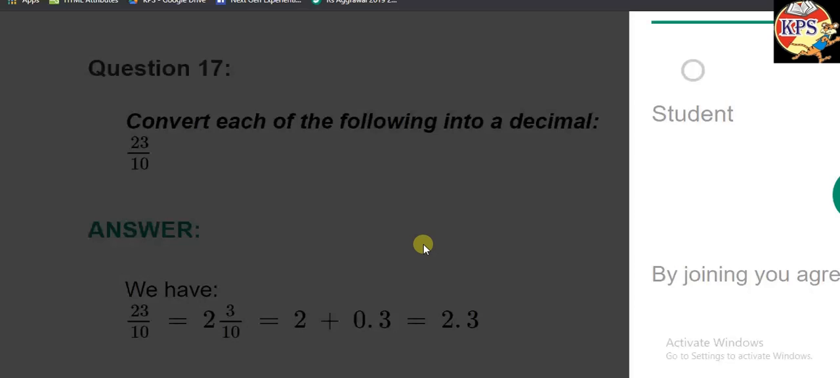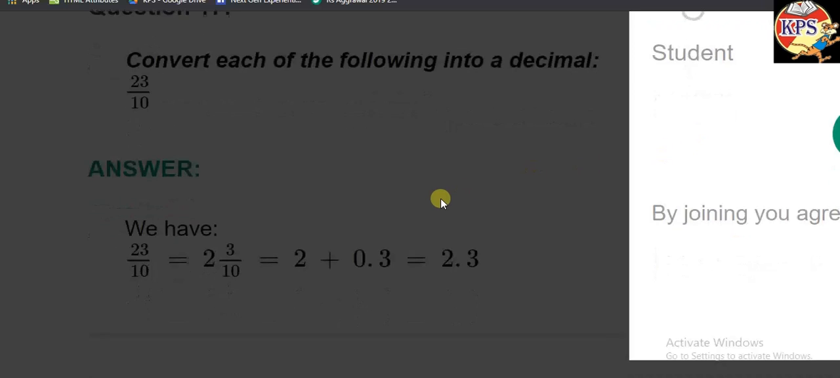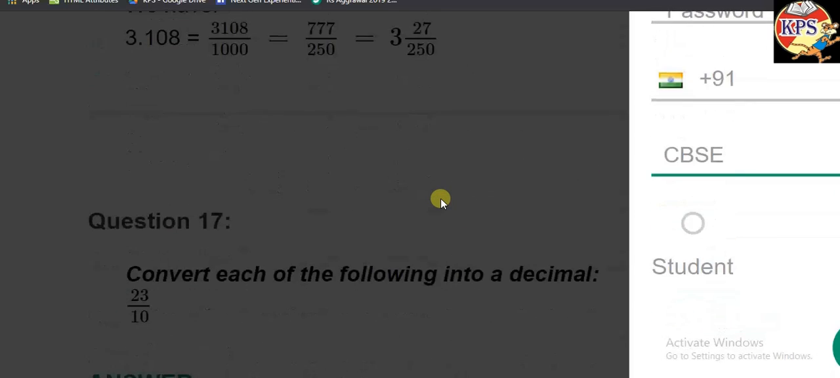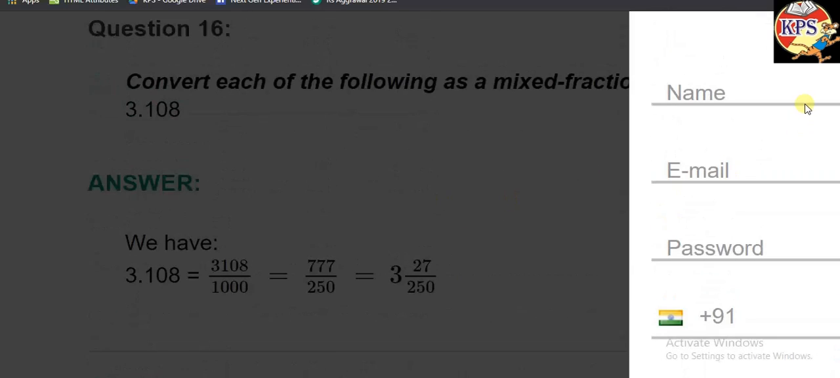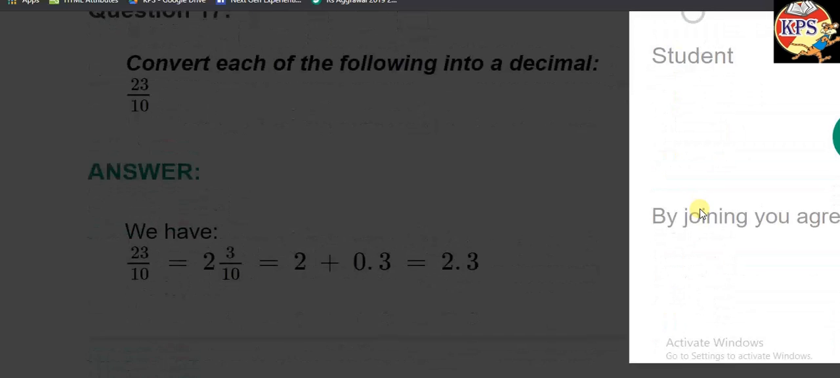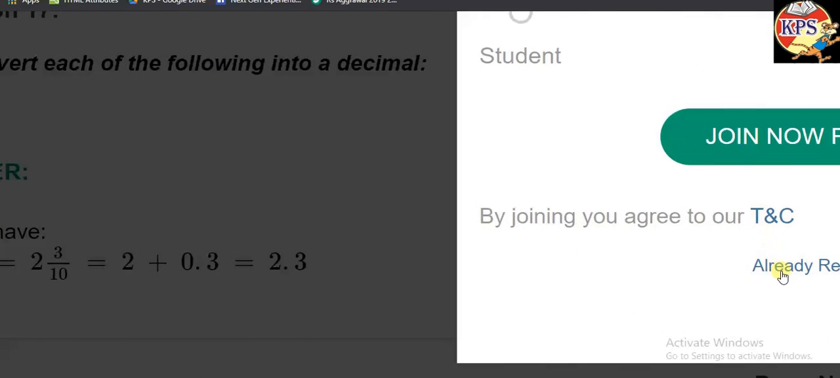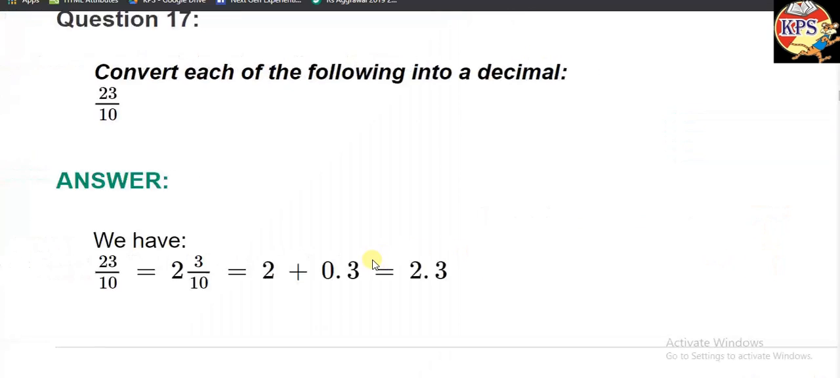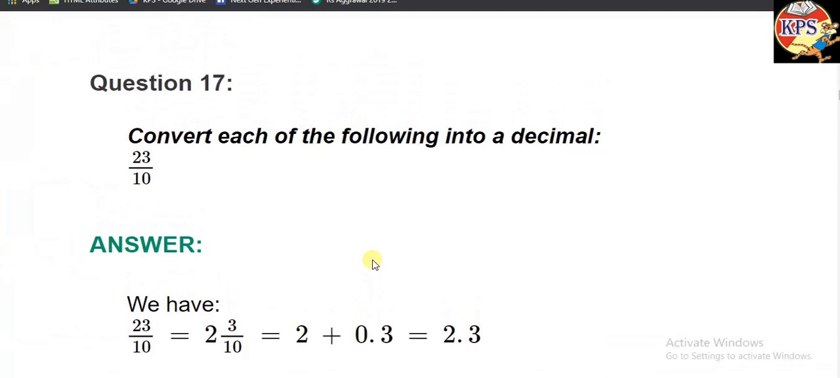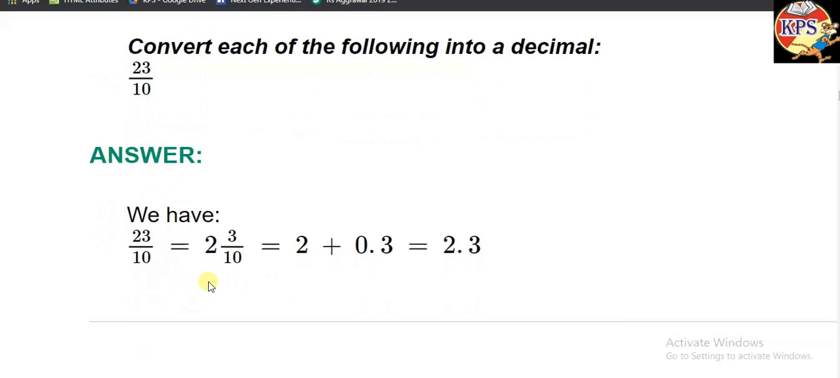So after solving this question, we'll go further, and our next question is: convert each of the following into a decimal. So this is the simplest question, because the question is saying we have to convert these fractions into decimals. So you don't have to do anything. You can write directly. 23 upon 10 is given.